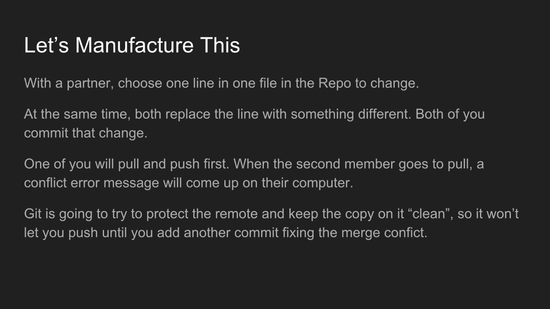I made a file called merge conflicts please that you can choose lines of, or you can choose other lines of another file. There are plenty to choose from. None of them are important. And just both agree to make different changes to that same line, and then go through an add, commit, pull, push cycle, and see what happens when you try to pull your friend's commit that changes that one line that you just changed. And it should yell at you.